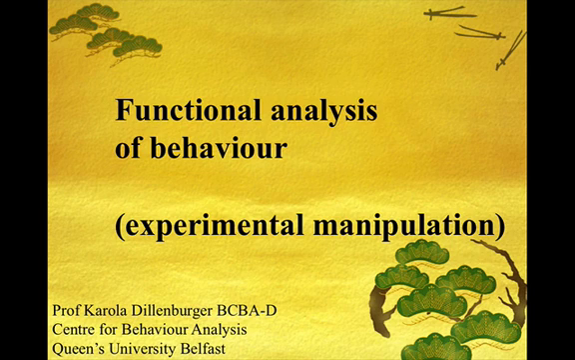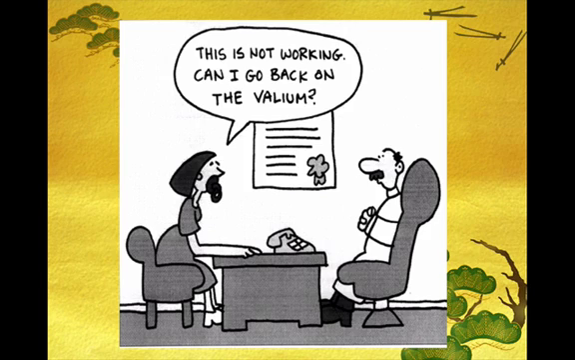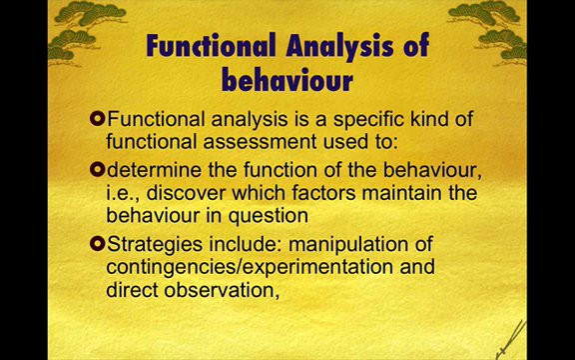In the experimental manipulation, we go a step further. Basically, we're saying if it's not working, can I go back on the value? No, we need to do a functional analysis. The functional analysis of behavior is a specific kind of functional assessment and is used to determine the function of the behavior, that is, to discover which factors maintain the behavior in question. Strategies include the manipulation of contingencies or experimentation and direct observation.